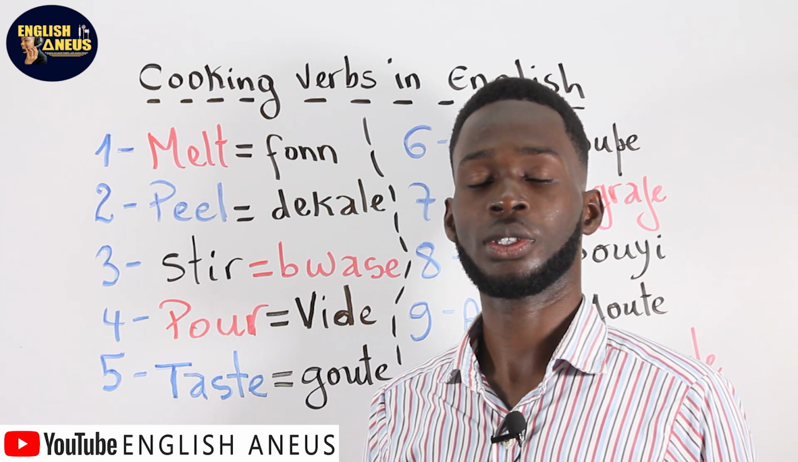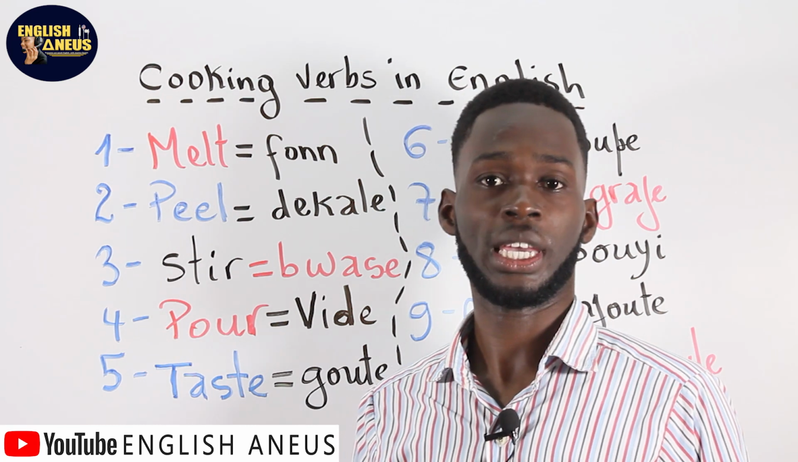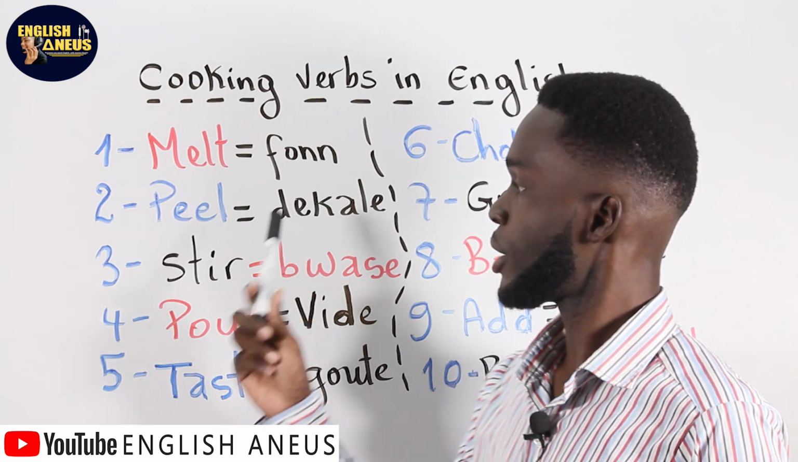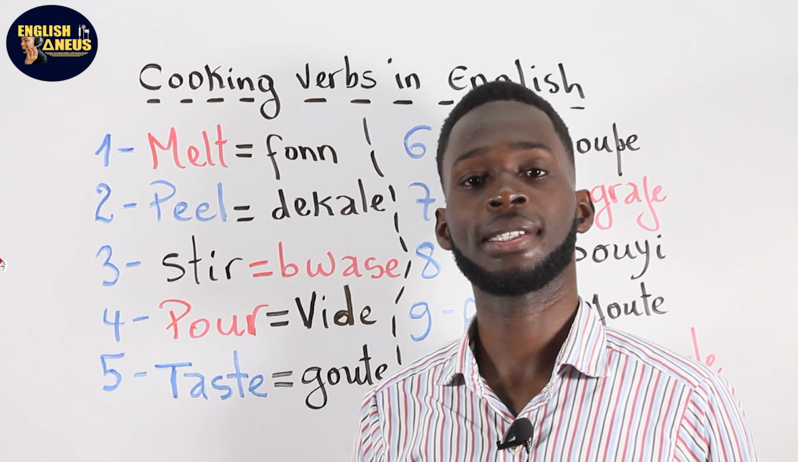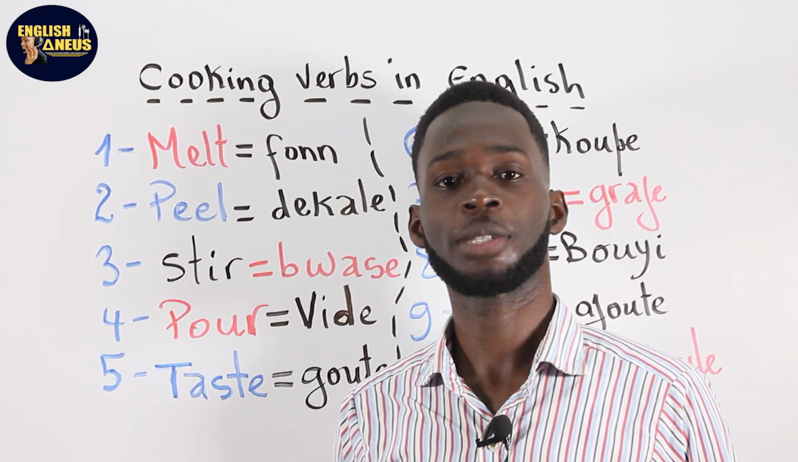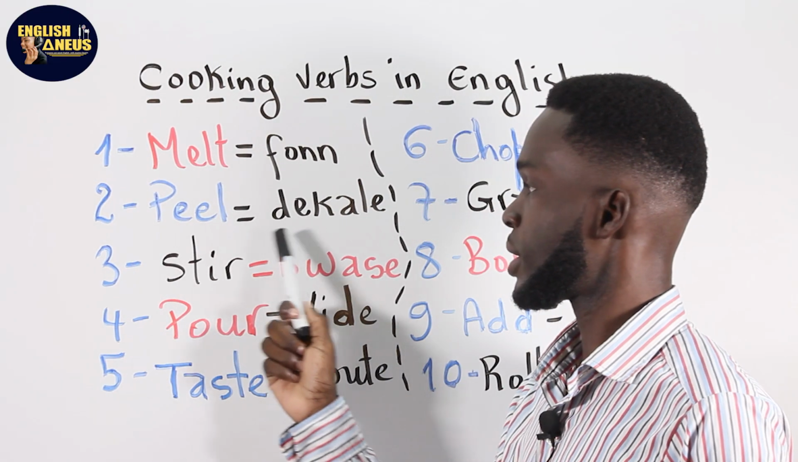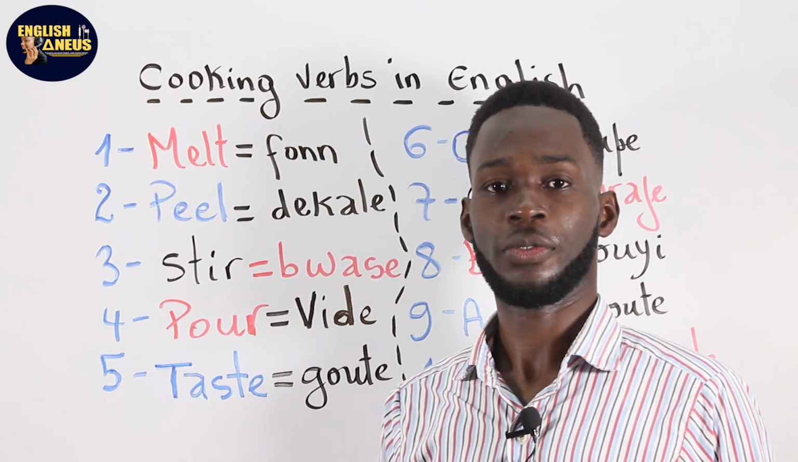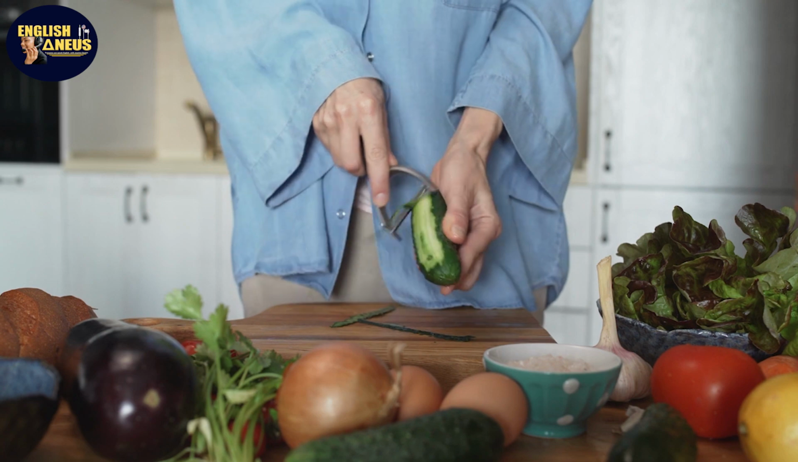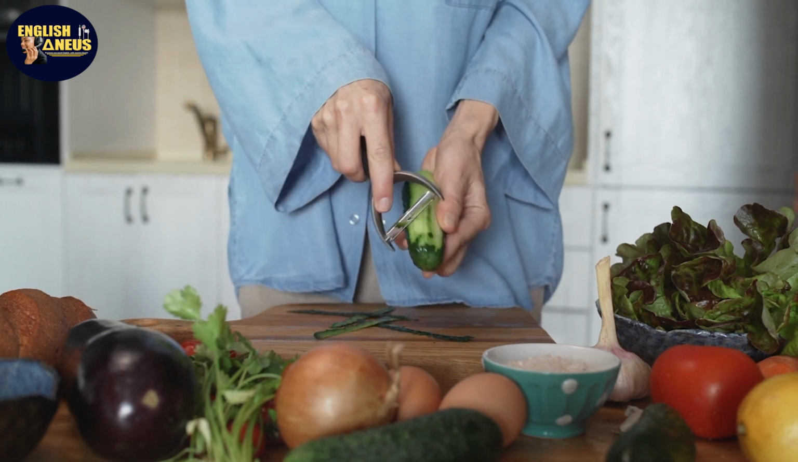In English, we use the word melt. For example, you can melt cheese, chocolate, etc. And the second word that I have for you today is peel, or to peel. Peel. The verb is pronounced like peel. So what does that mean exactly when you peel something? For example, if you peel a fruit or a vegetable, that means you remove the outer skin.